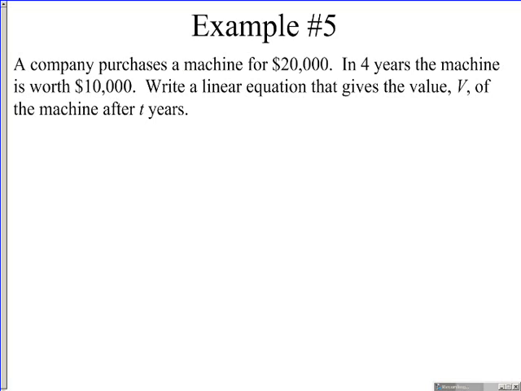Last one here, number 5. A company purchases a machine for $20,000. In 4 years, the machine is worth $10,000. Write a linear equation that gives the value V of the machine after T years.